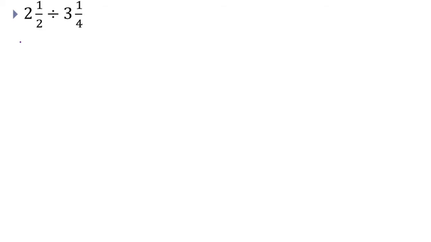Let's calculate a division statement where we begin with some mixed numbers. In this case, 2½ getting divided by 3¼. First, let's take a look at what these numbers look like visually, and then we'll use that to change them to improper fractions.